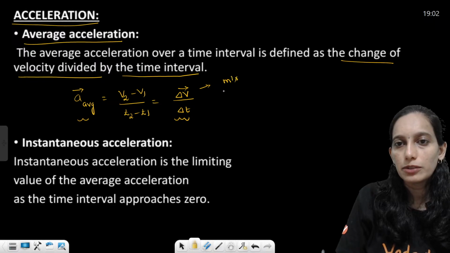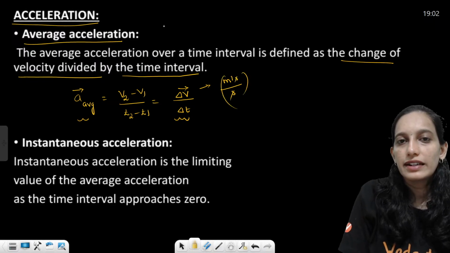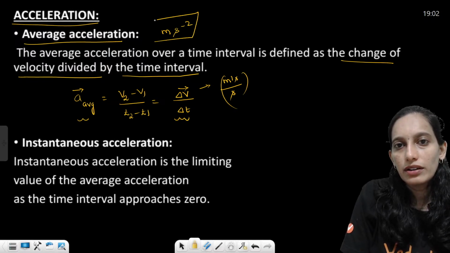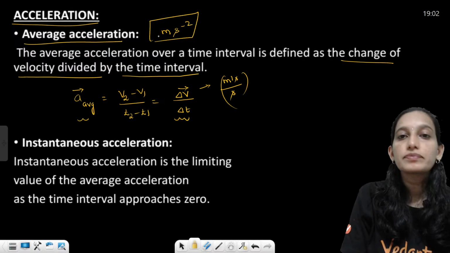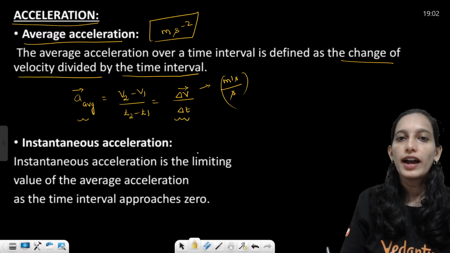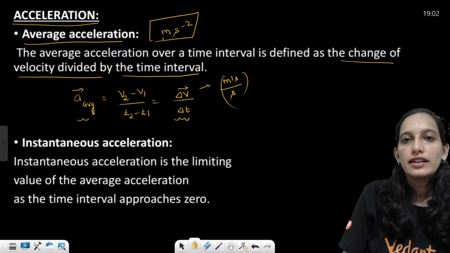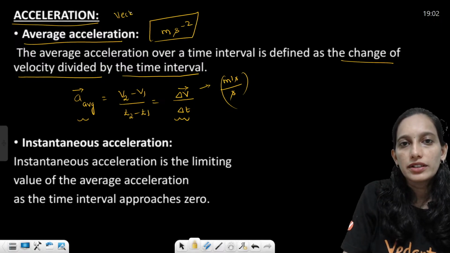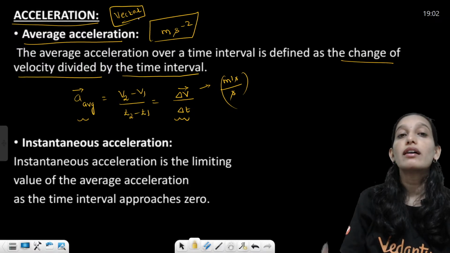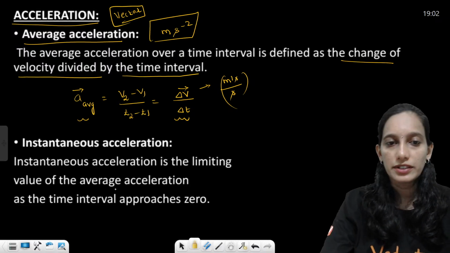Velocity unit is meter per second divided by second. So we can say meter per second square or meter second minus 2. Okay, so that will be the unit of average acceleration. And again, this is also a vector quantity. Remember, acceleration, velocity, displacement are going to be vector quantities.